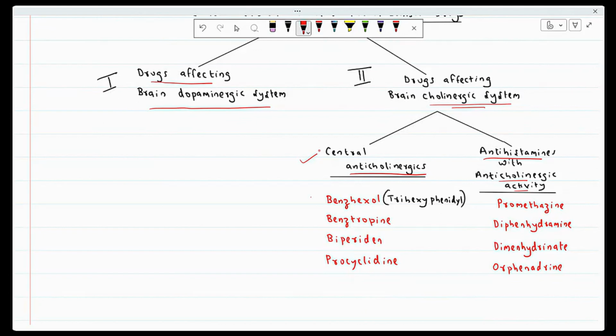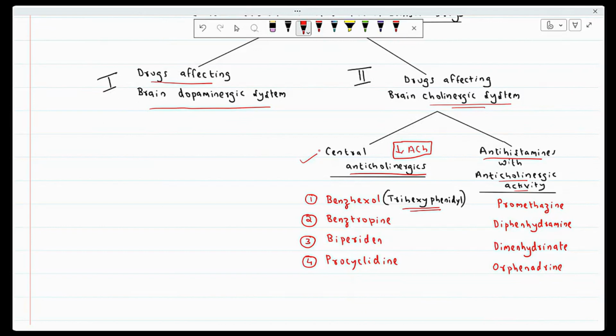Now you need to remember all these examples. The examples for central anticholinergics are benzhexol, benztropine, biperiden, and procyclidine. Benzhexol, benztropine, biperiden, and procyclidine are examples of central anticholinergics. They will decrease the acetylcholine level, and that is how they recreate the balance. Also remember benzhexol is also known as trihexyphenidyl.